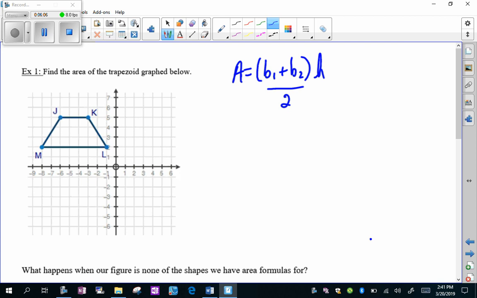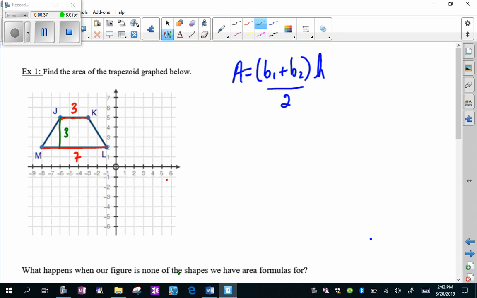Well, if I go over to my figure, if I call this B1, I can count across, and I will see that's 3. And then my B2, I can count across, and that's going to be 7. Now I need my height. Well, my height's going to be perpendicular to the base. And if I count that line segment, that's going to be 3.